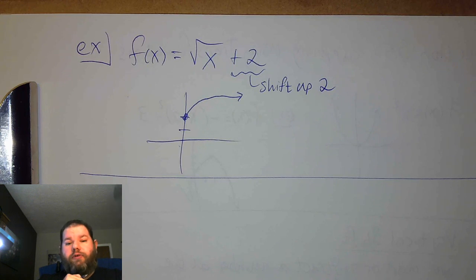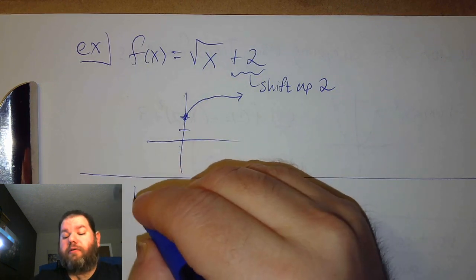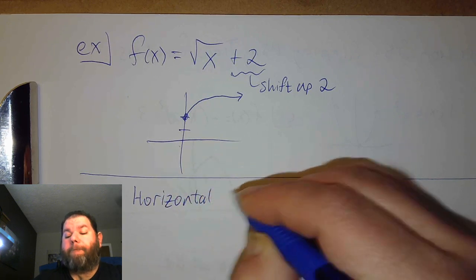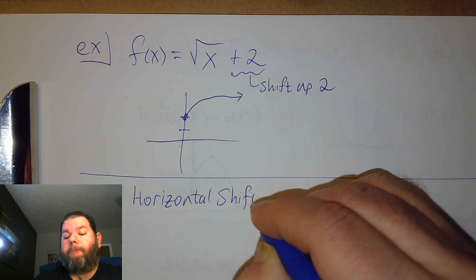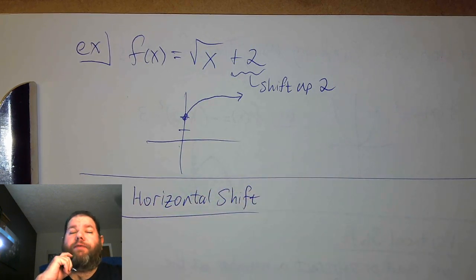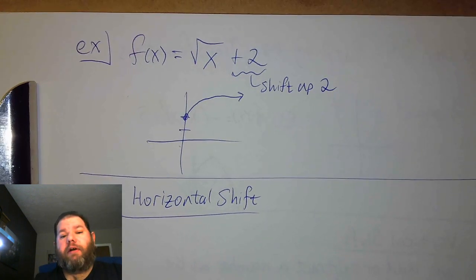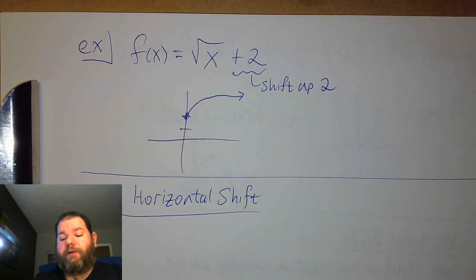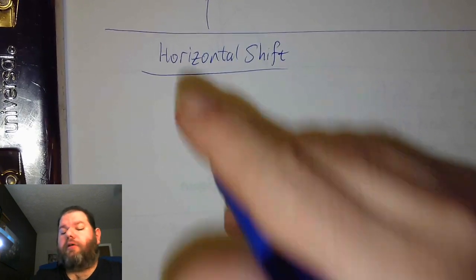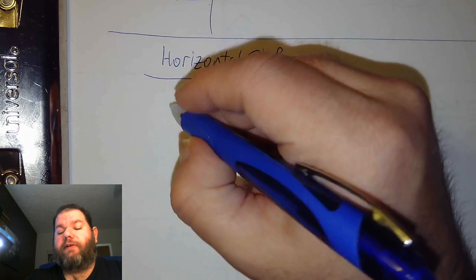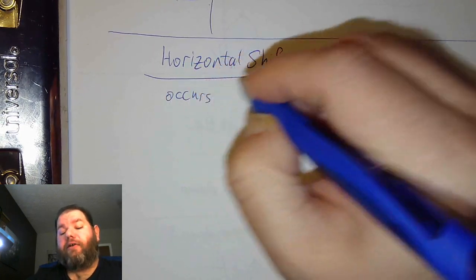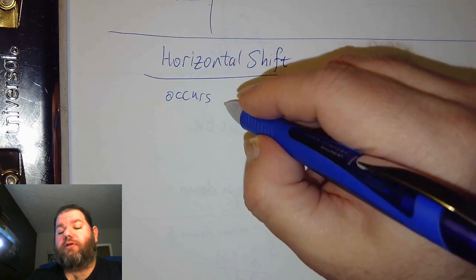Let's move on to horizontal shift. And the idea with the horizontal shift, of course, it means that we're going to be moving the graph left or right. That's what horizontal means. In this case, or probably the best way to interpret this is this occurs when a number is added or subtracted inside the function.